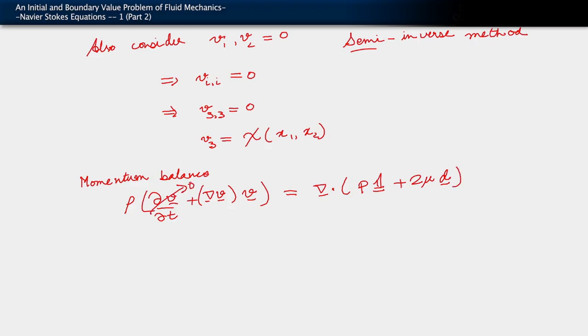Okay, to make things easier now, I am going to do what we did for the mass balance condition, the mass balance equation. I'm going to go to coordinate notation.